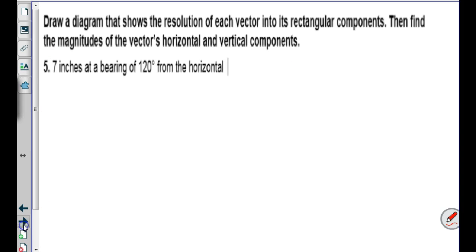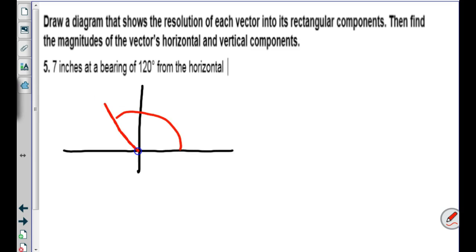All right. So draw a diagram that shows the resolution of each vector into rectangular components, then find the magnitudes of those components. They just want to do exactly what we just did. So 7 inches at a bearing of 120 from the horizontal is going to be measured around this way, 120. And it's going to be 7 inches, the magnitude or length of the vector.